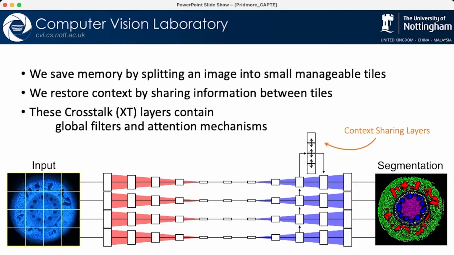If we could put the whole image into a network in one go, it would be fine, but we can't. If we split it into regions and do it a region at a time, then we lose the context. So what we came up with was a network which did the tiling, split the image into squares, as you can see on the left, processed each one separately, and hopefully you recognize the structure of the encoder-decoder network, but then we added context sharing layers.